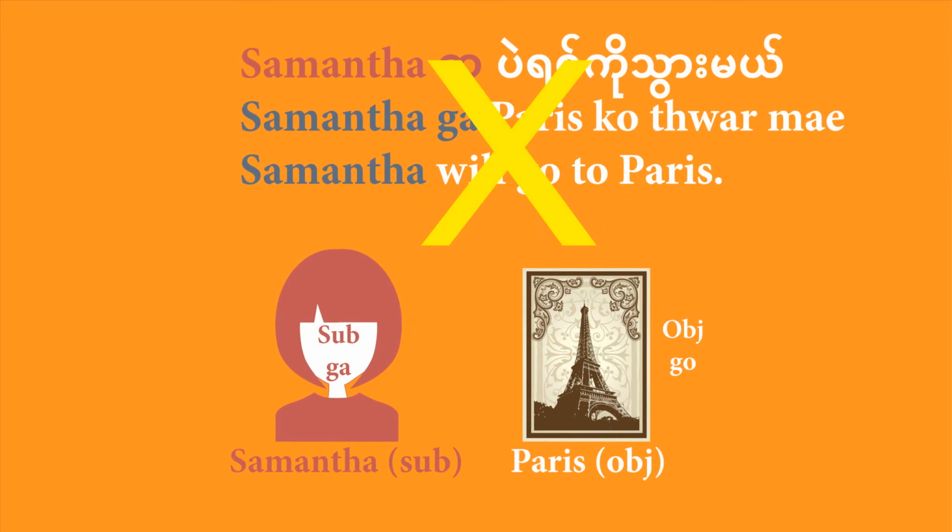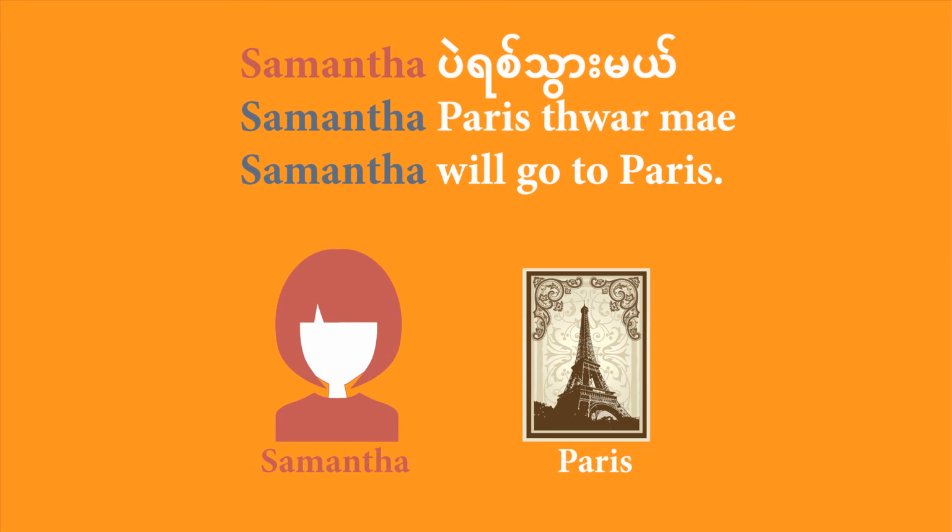Again, if you think Samantha is the subject, Samantha ga, and Paris is the object, Paris go, then you arrive at Samantha ga Paris go thwa me. If you say it like that, you're not technically wrong, but you sound overly correct and unnatural. Just like before, it only makes sense for Samantha to go to Paris. Paris cannot really go to Samantha. So Samantha Paris thwa me is quite sufficient.